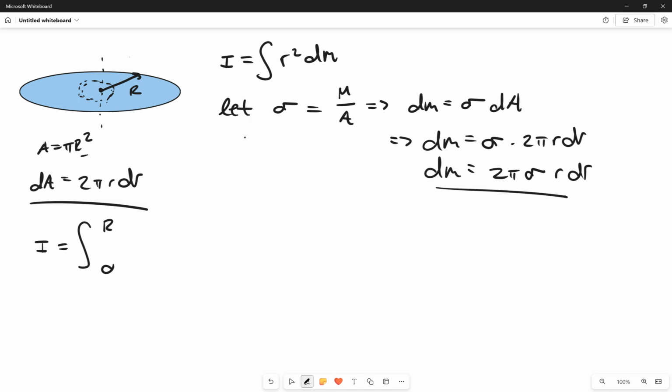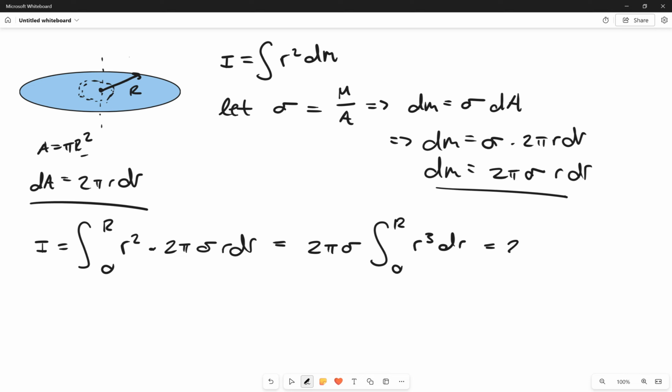Integral 0 to R, we said that we have r squared in the integral. We have dm, and we said dm is all of this underlined, 2 pi sigma r dr. Because this is a uniform disk, I'm going to bring out the constants and the mass density again, from 0 to R, and this just becomes r cubed dr. So if we integrate this by the fundamental theorem of calculus, this is just 2 pi sigma times 1/4 big R to the 4th, because the 0 contributes nothing.